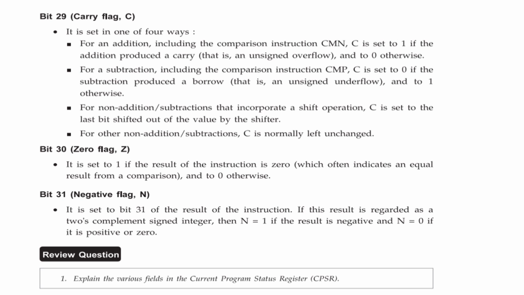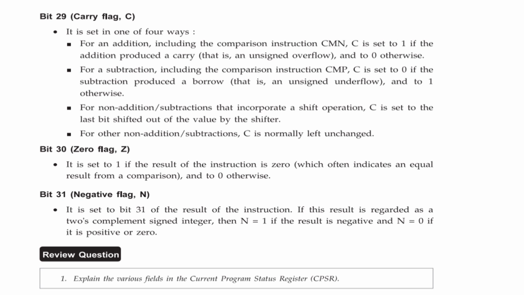For an addition, including the comparison instruction CMN or CMP, C is set to 1 if the addition produces a carry, that is an unsigned overflow, and to 0 otherwise. For subtraction, again including the comparison instruction CMP, C is set to 0 if the subtraction produced a borrow, and to 1 otherwise.